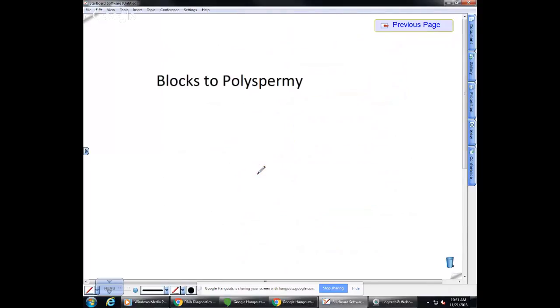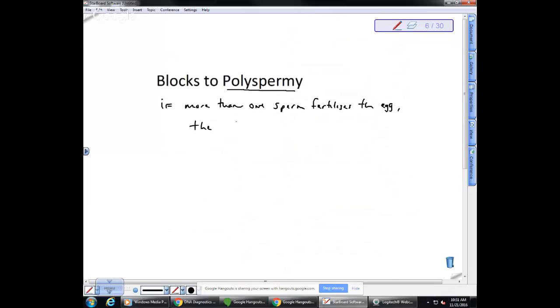Okay. So let's talk about blocks to polyspermy. So polyspermy would be that there are too many sperm entering into the egg, right? So we don't want more than 1 sperm. So if more than 1 sperm fertilizes the egg, the resulting embryo is inviable. And it would be inviable because it has too many copies of the chromosomes.